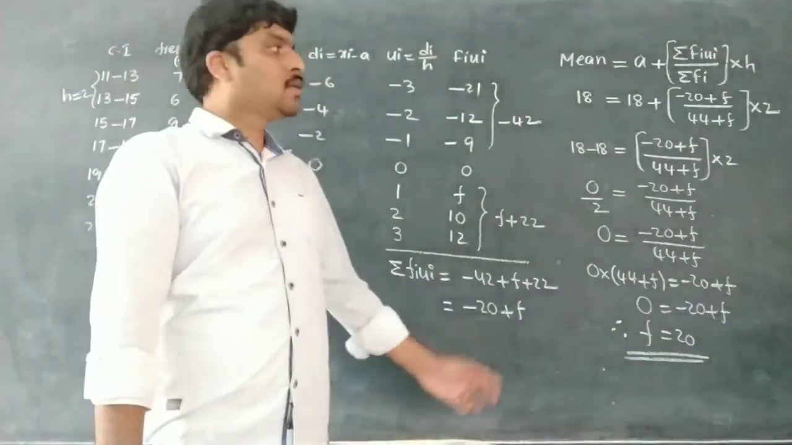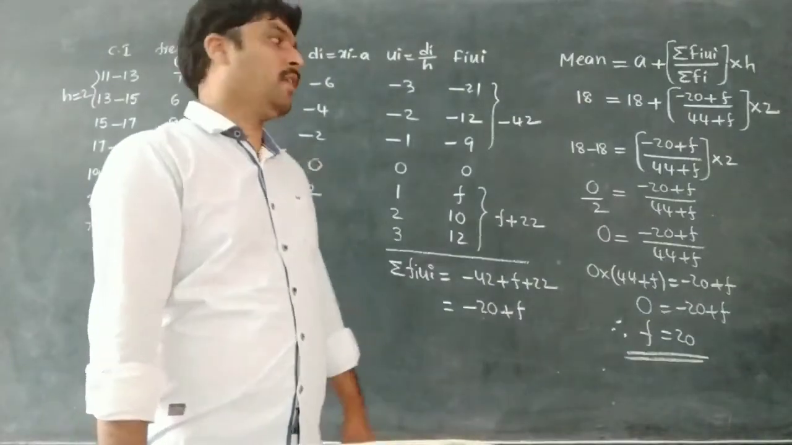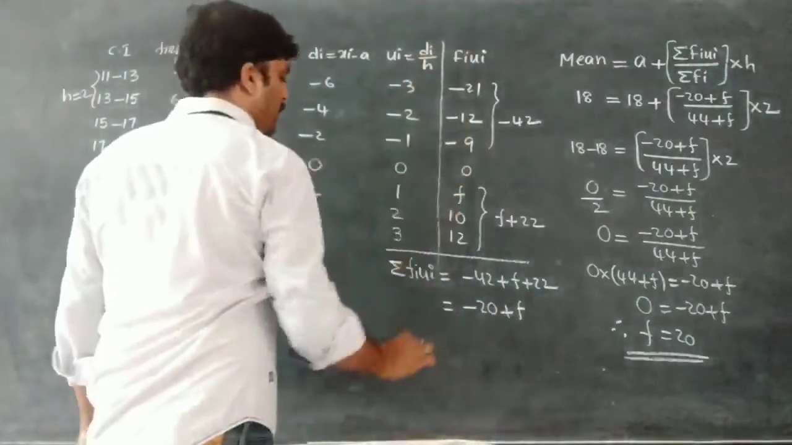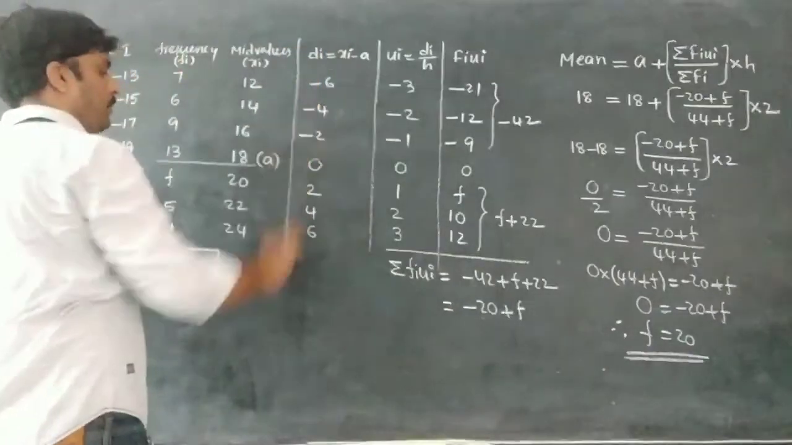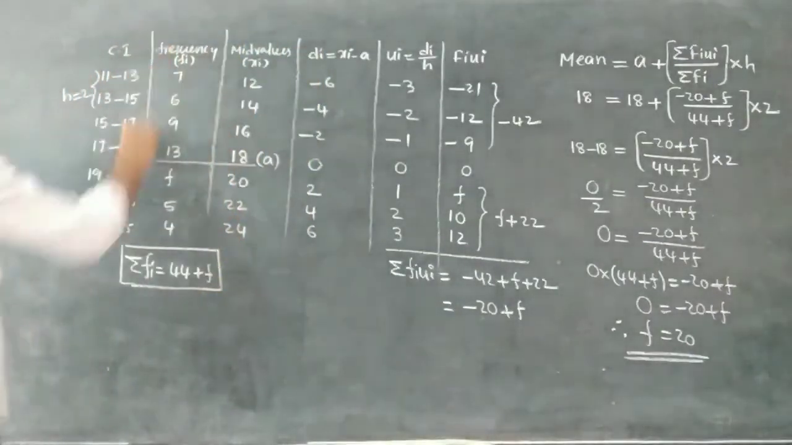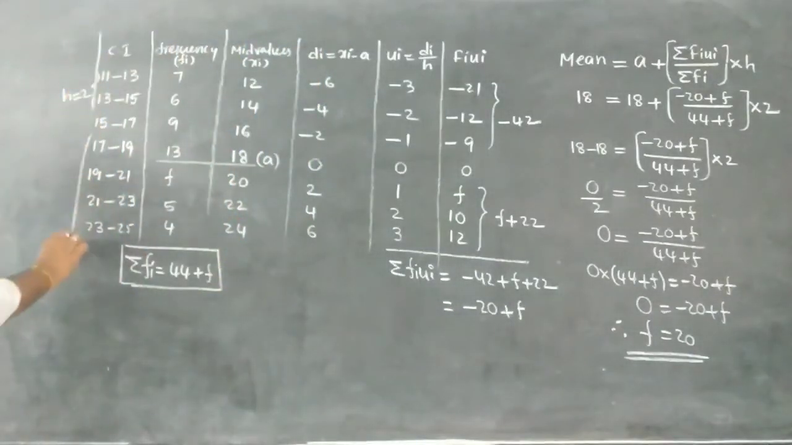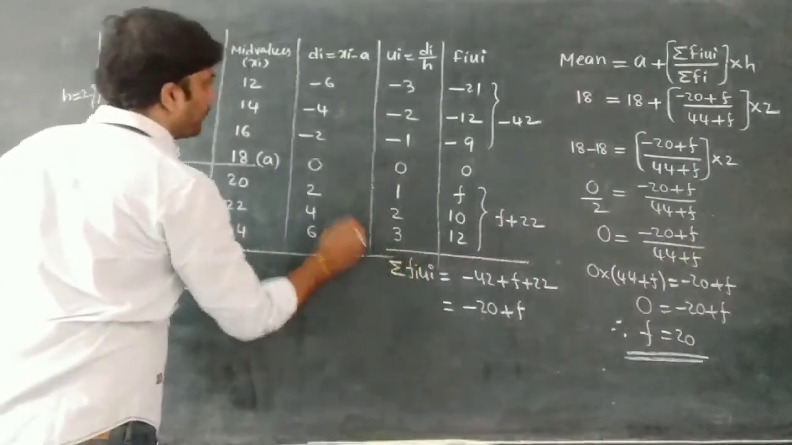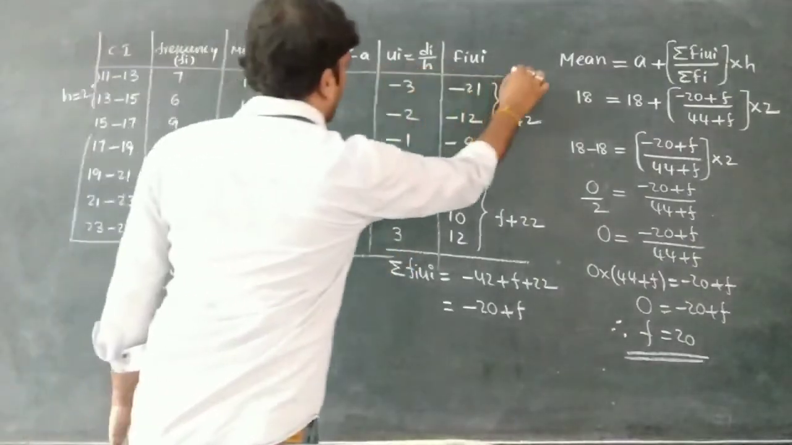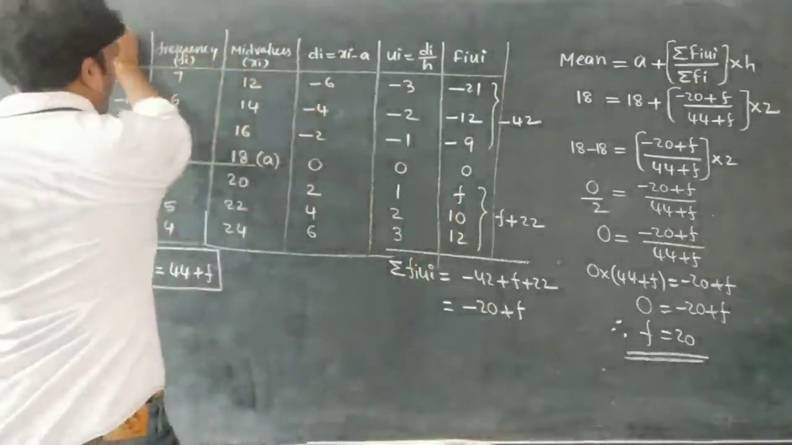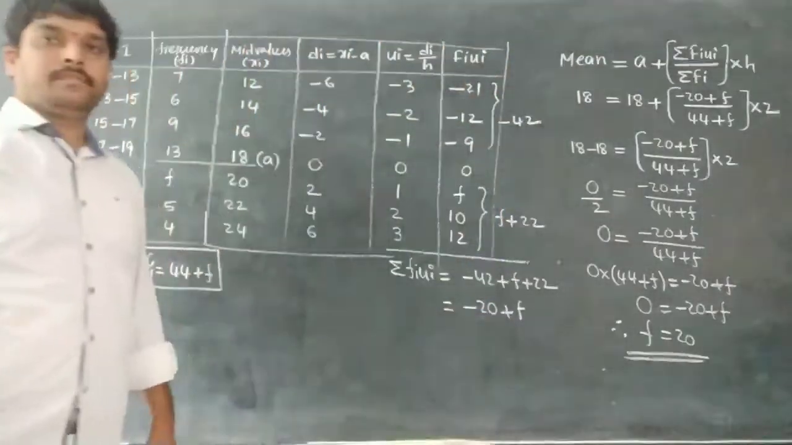This is the step deviation method. You should prefer any one method. This is the mean. For any missing frequency also you should use this method only. This is the table work.